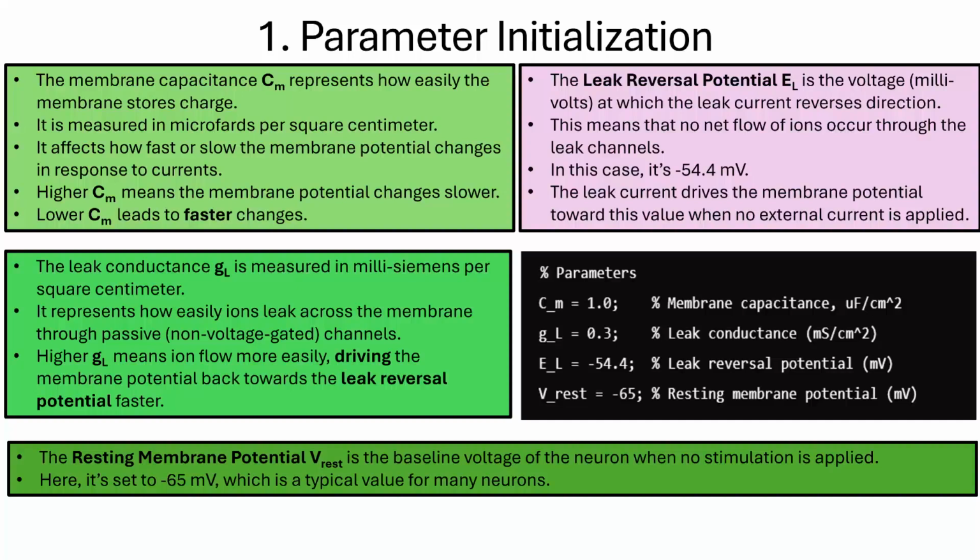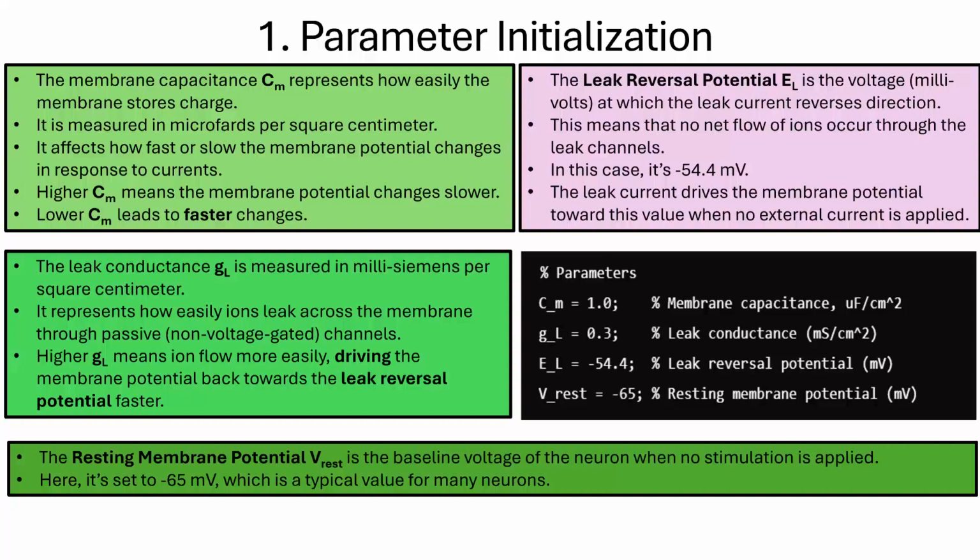We also have the leak conductance GL, which is measured in millisiemens per square centimeter. It represents how easily ions leak across the membrane through passive non-voltage gated channels. Higher values in the leak conductance mean ions flow more easily, driving the membrane potential back towards the leak reversal potential faster.